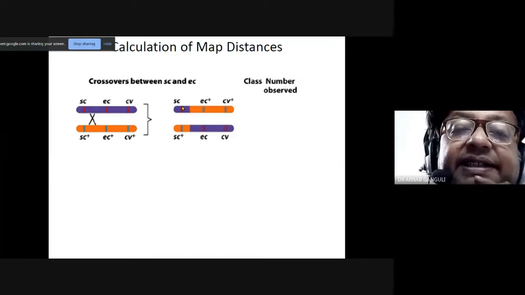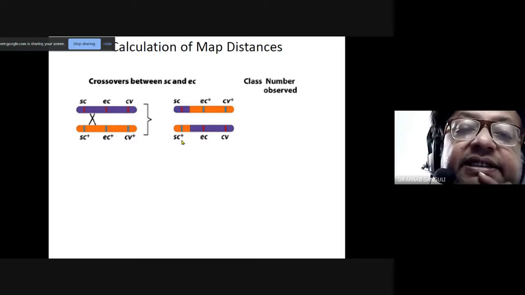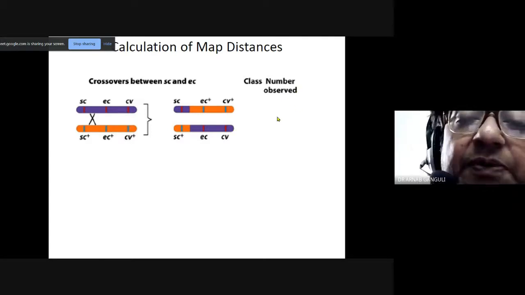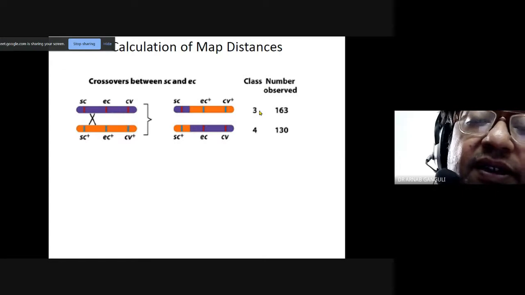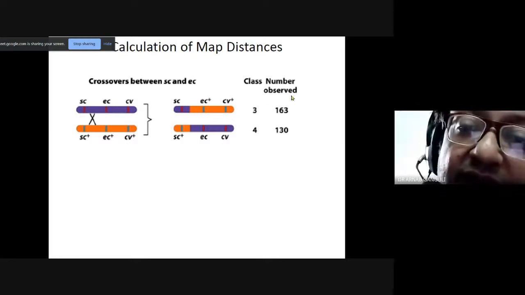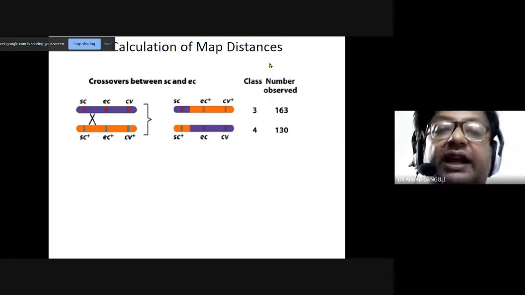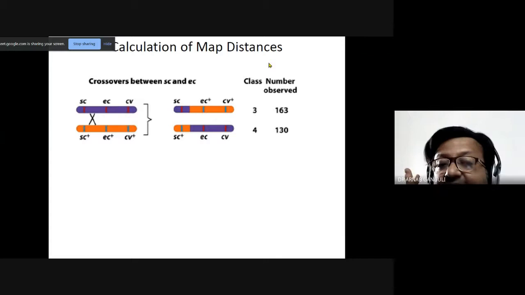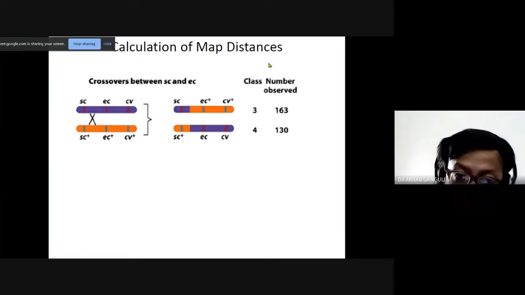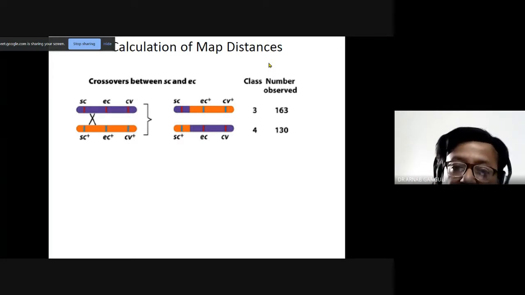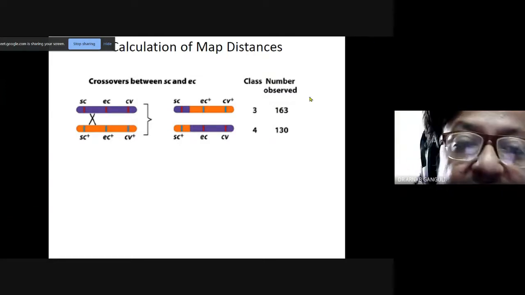So what happens? You have SC, EC plus and CV. Then SC, EC and CV. SC plus, EC and CV. So this was class 3, this was class 4. In the last cross which you had seen, you have 163 and 130. You're talking about single crossover. You're now trying to calculate the map distance between SC and EC, like a 2-point cross. You are now breaking the 3-point cross down into a 2-point cross. So the crossovers you see between SC and EC plus and CV are only 163 and 130.